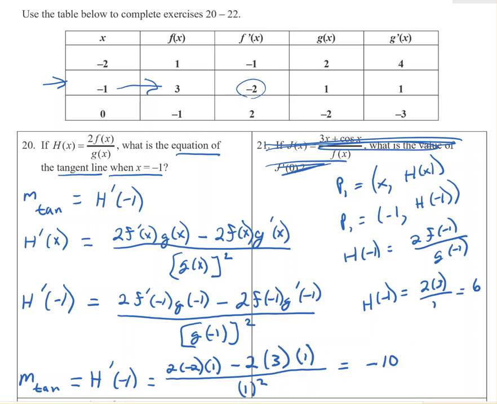M tan is -10. So we can proceed to y minus y1 equals m times x minus x1. And we have our points. We're going to be using the point -1 and 6, and our tangent slope, which is -10. So just using these two, we can easily go get that equation.